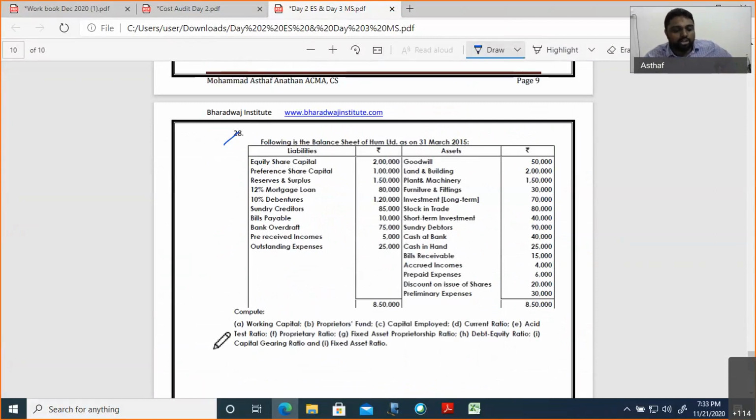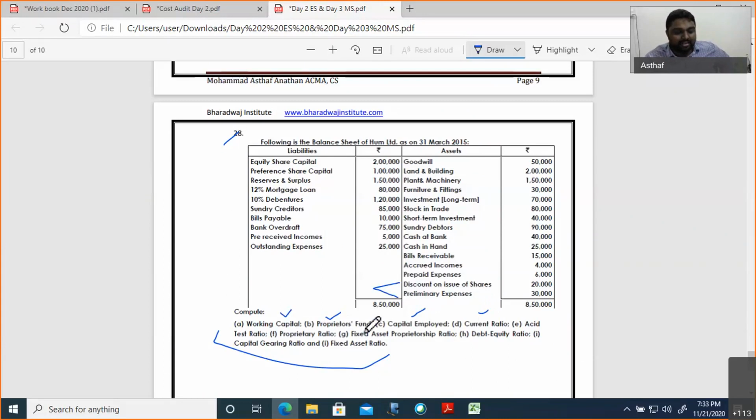So this question you can now do as homework. It has all the ratios. Working capital is asked. Proprietors fund, what is proprietors fund? I have told you proprietors fund is shareholders fund. Capital employed we have discussed. Current ratios. If you look here, you have a lot of items. Discount on issue of shares and preliminary expense, both you have to reduce while finding the proprietors fund.